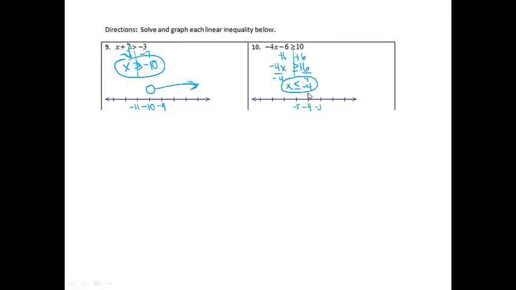Then I'll put negative 4 on my number line. It is less than or equal to, so this time we get a closed circle because we get to include negative 4 in our answer, and then less than points to the left.